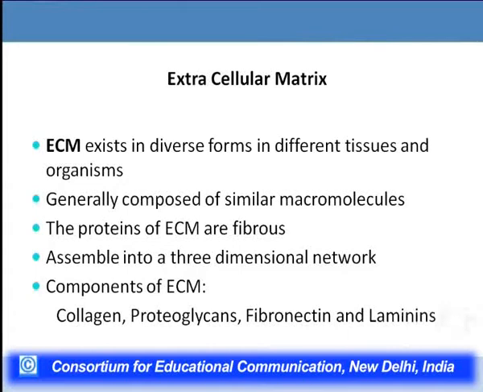The percentage of these components varies from tissue type to tissue type, but the basic components remain the same. The ECM is basically made up of proteins which are fibrous in nature, because fibrous proteins provide strength and durability to the environment of the cell. And these ECM proteins arrange themselves into a three-dimensional network which provides mechanical strength and support to the cells present in that particular region. The four basic components of extracellular matrix are collagen, proteoglycans, fibronectins, and laminins.